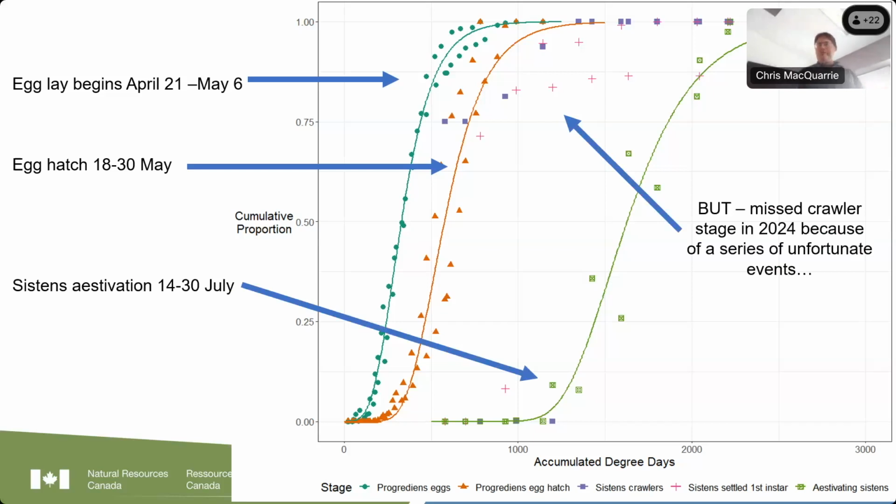And then we have sistens estivation, which is that summer dormancy happening sort of mid-July. We missed the crawler stage in 2024 because of a series of unfortunate events.